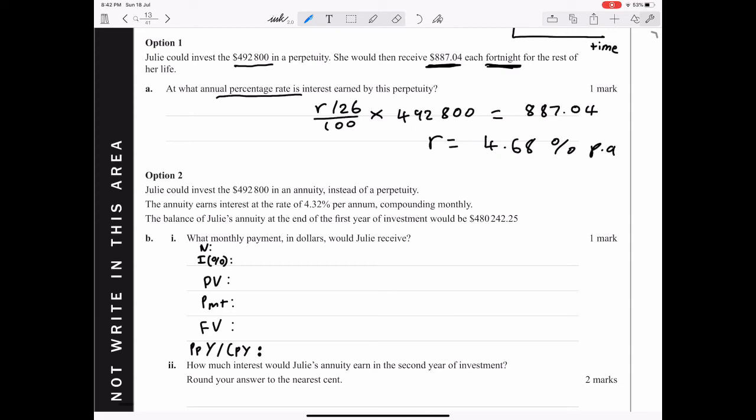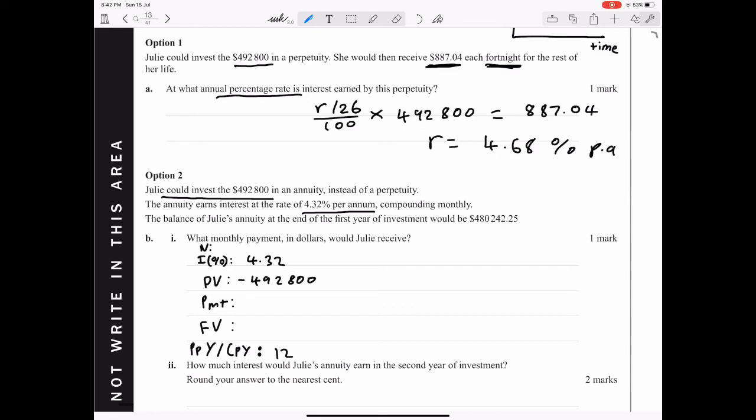So to do this question, you need to use your finance solver. So we know that Julie invests $492,800 into the annuity. So that means the present value is negative 492,800 because we are investing money. So that's why the value is negative. The annuity earns interest at the rate of 4.32% per annum, compounding monthly. So monthly means we enter 12 over here.